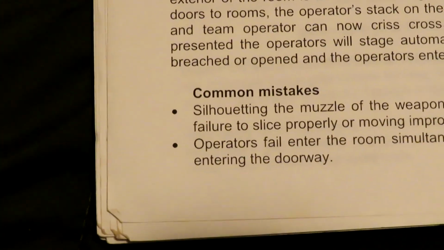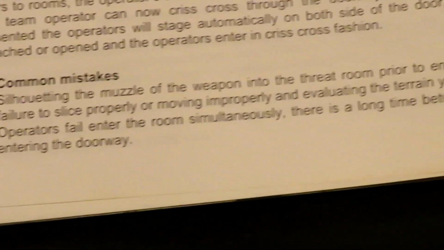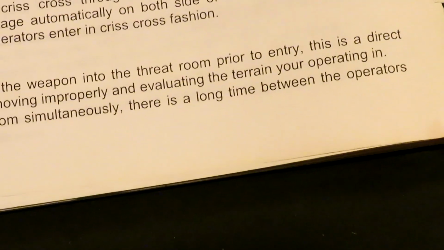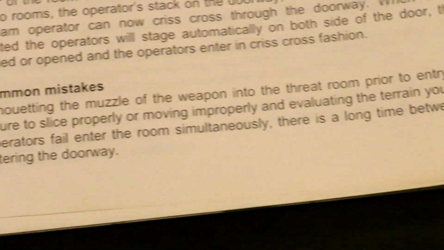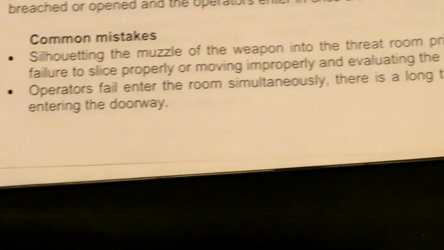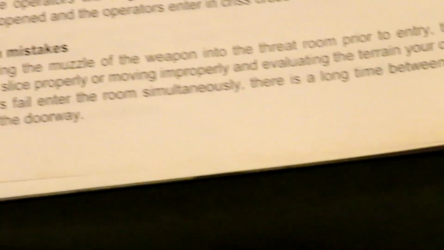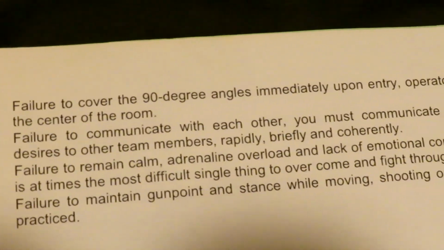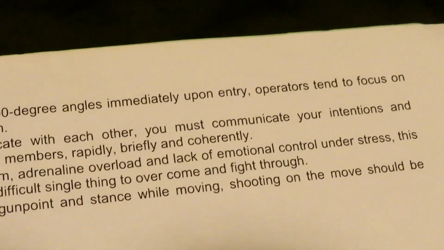Common mistakes. Silhouetting the muzzle of the weapon into the room, or into the threat room, prior to entry. This is a direct failure to slice properly, or moving improperly and evaluating the terrain you're operating in. Operators fail to enter the room simultaneously, and there's a long time between the operators in the doorway. Someone's getting killed.